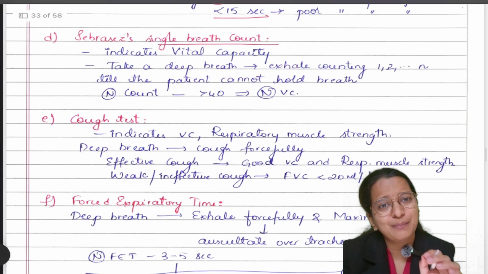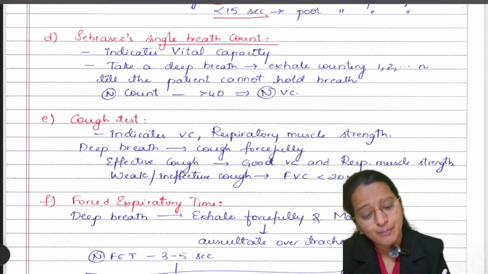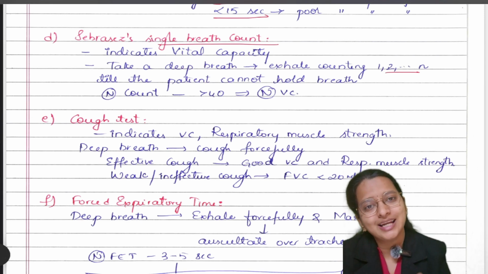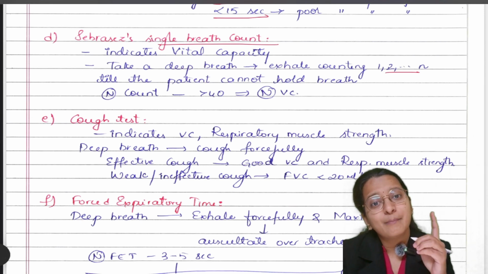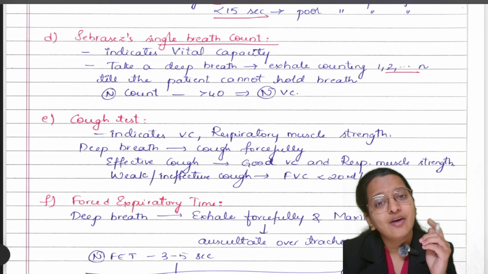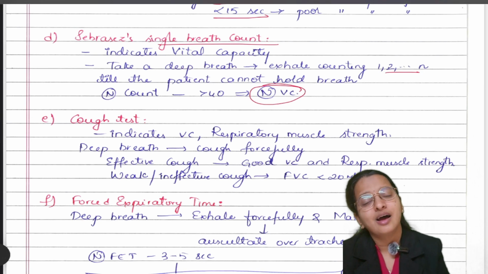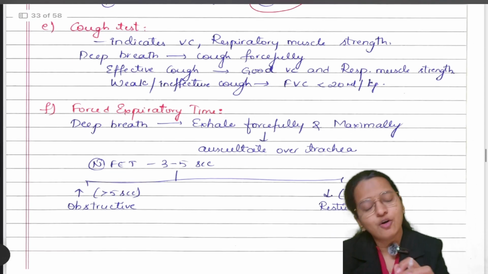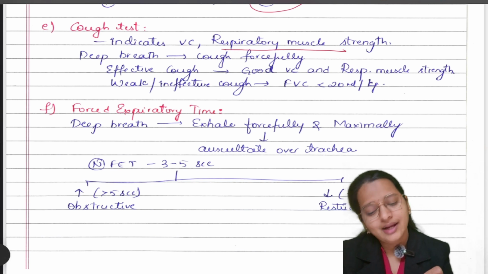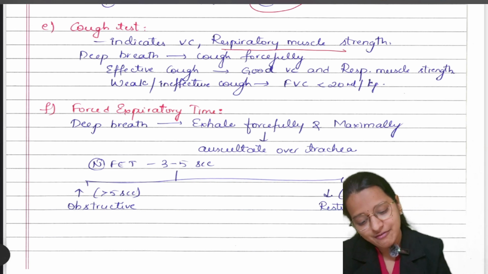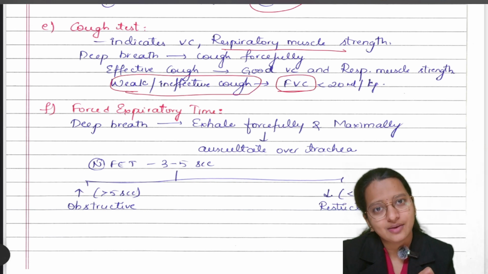Coming to single breath count, the patient inhales and exhales counting the numbers. If he can count at least 40 numbers, what does it tell? Breath count means vital capacity, right? So if he can count at least 40 numbers, his vital capacity is normal. Coming to cough test, it indicates vital capacity and respiratory muscle strength. So, ineffective cough means there is decreased vital capacity.